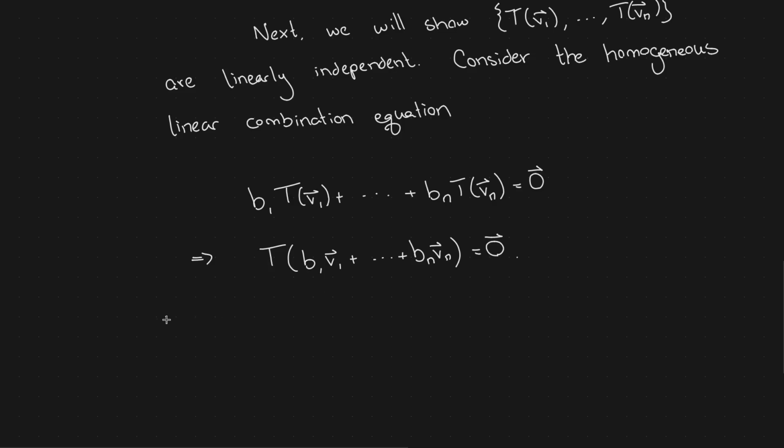But T is 1-to-1. So there's only one choice of input into T that I could plug in to give me the 0 vector. And if you know about linear transformations, you know that the linear transformation of a 0 vector always gives me the 0 vector. What that means is that the inside of the transformation must be the 0 vector.